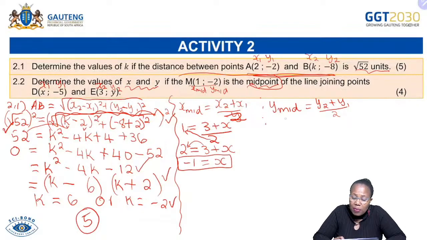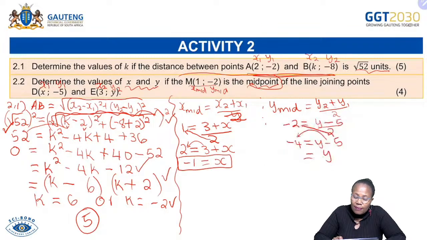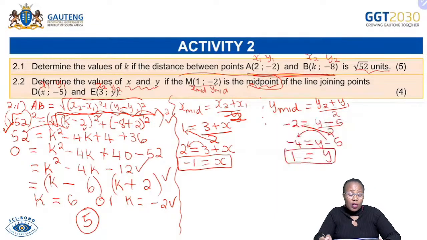And then with the y midpoint, now let's substitute. Y midpoint is minus 2, equal to y2, which is y, and then y1 is minus 5, all over 2. Because 2 times minus 2 is minus 4, and then you have y minus 5. Therefore, your y value will be equal to minus 4 plus 5, which is 1. So that is your y value. So those are the values of x and y.